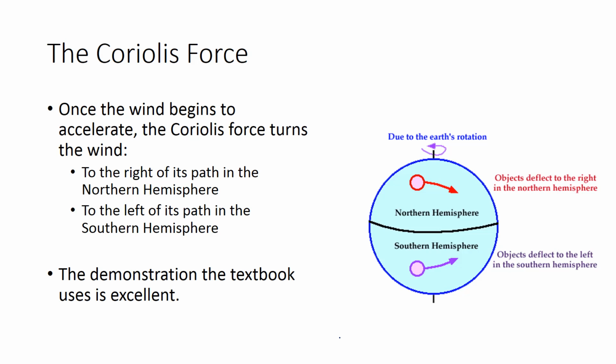And basically, the idea is that if you are moving in a straight path, but what's beneath you is rotating, that's going to curve your path. And that's exactly what the Coriolis force does. And again, the way that it works is it turns you to the right in the northern hemisphere and to the left in the southern hemisphere.